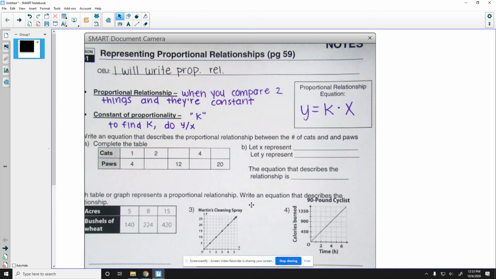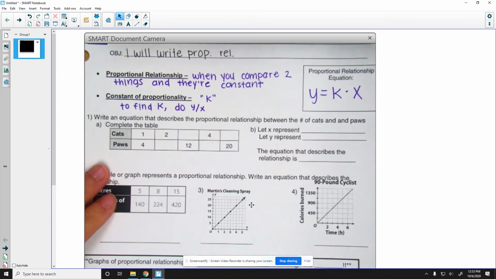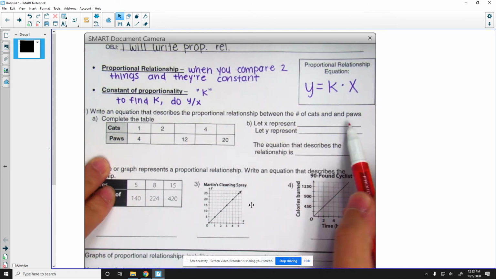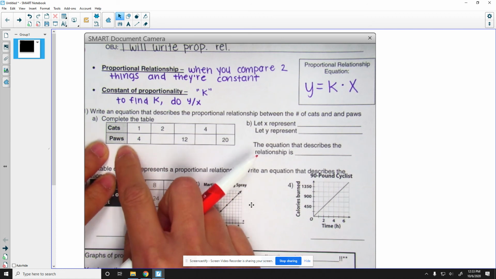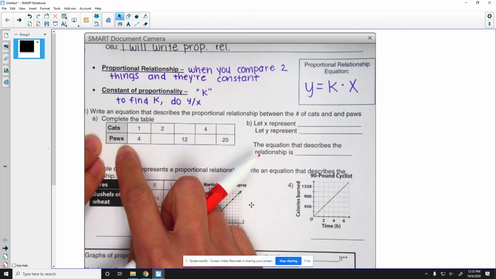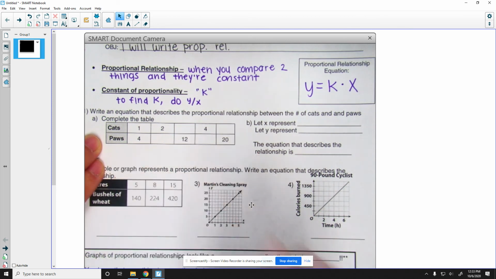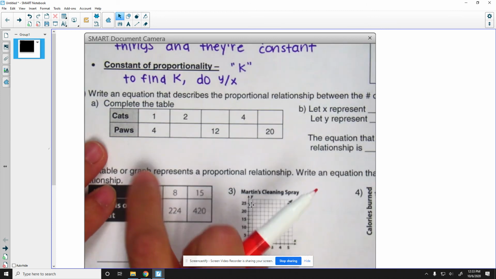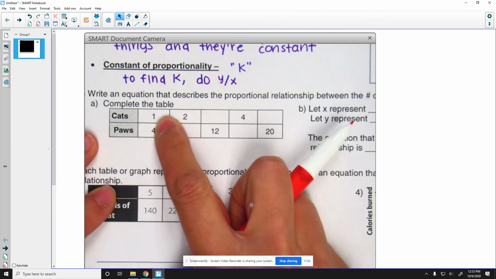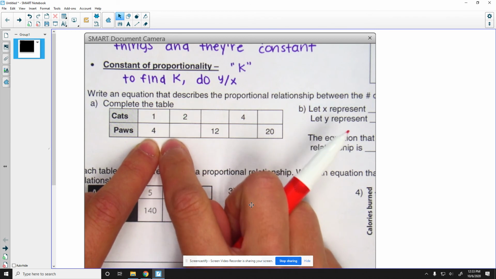Here. Okay, so let's do this. Write an equation that describes the proportional relationship between the number of cats and paws. So first of all, I want to clarify. Let's not talk about mutated cats or cats that were born with 7 legs, whatever. We have normal cats, okay? Normal, healthy cats. So let's fill out this table first. So when I have one normal, healthy cat, a normal, healthy cat has 4 paws, right? Every cat has 4 paws.